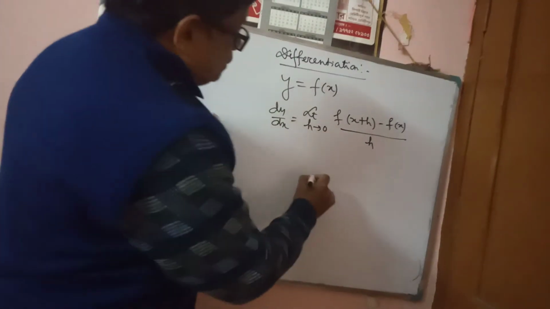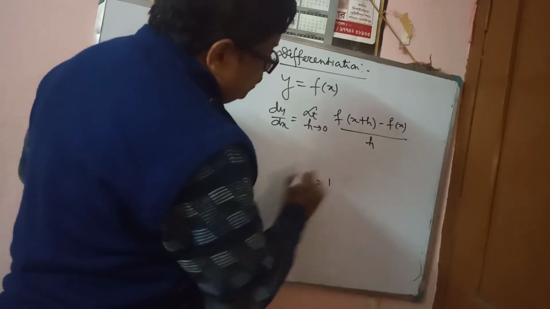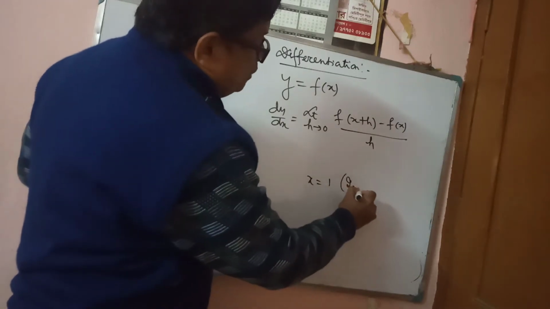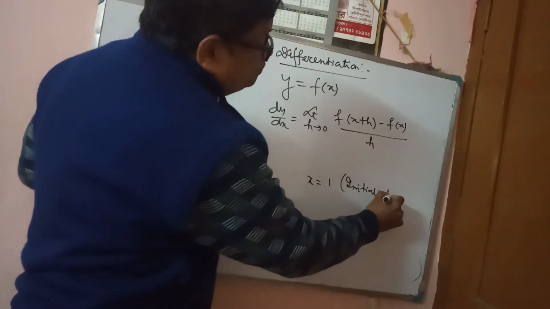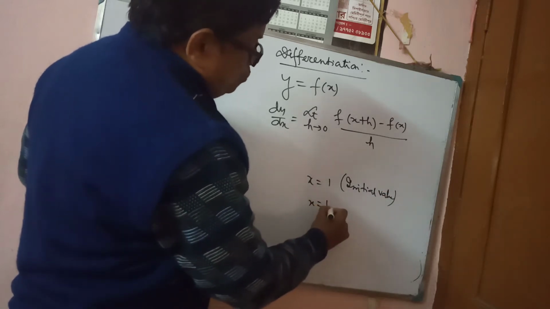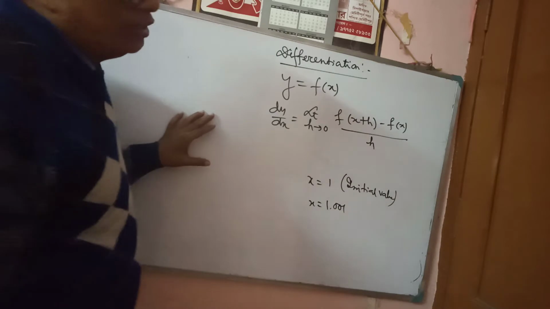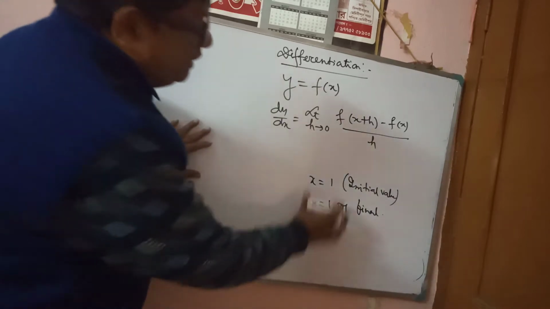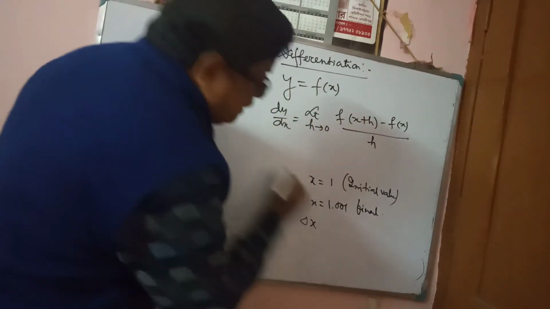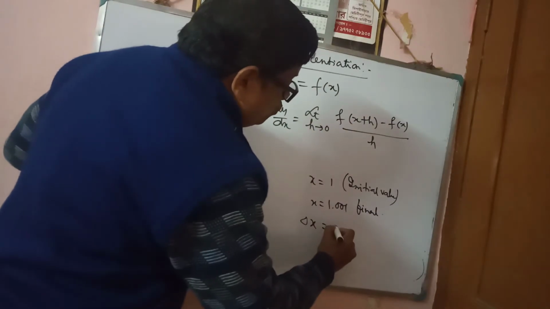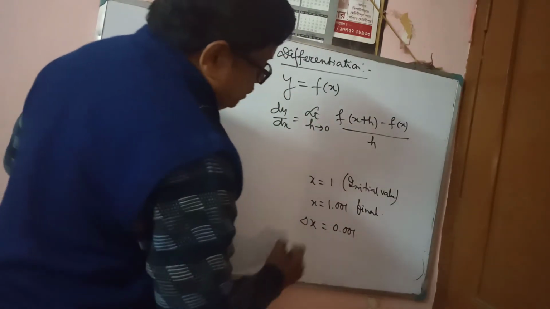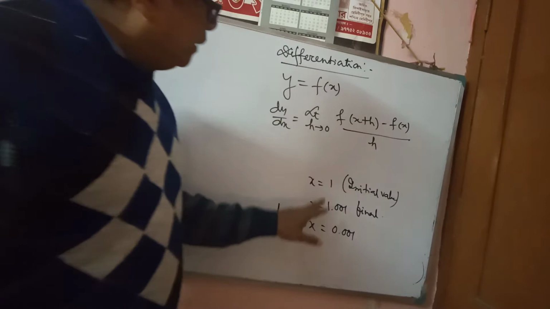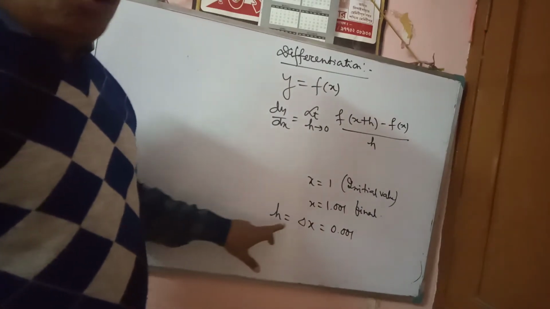Suppose the value of x is 1. This is the initial value. And suppose the other value is 1.001. So this value is the final value. Their difference, delta x, will be 0.001.